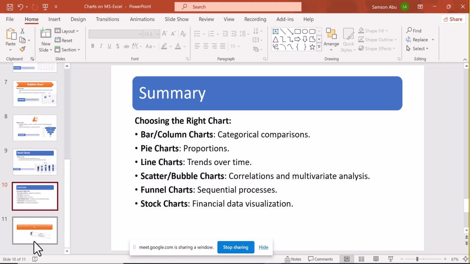All right, let's see a summary of our charts before questions. We have bar or column charts, they are good for categorical comparisons. We have pie charts for proportions or ratios. We have line charts for showing trends over time. Then we have scatter or bubble charts to show correlations and multivariate analysis. We have funnel charts to show sequential processes, and stock charts to show financial data visualization.